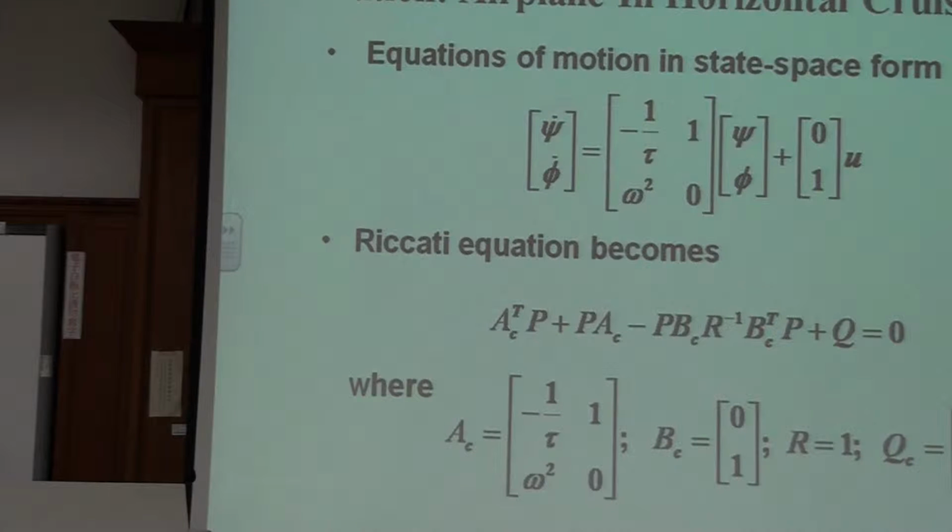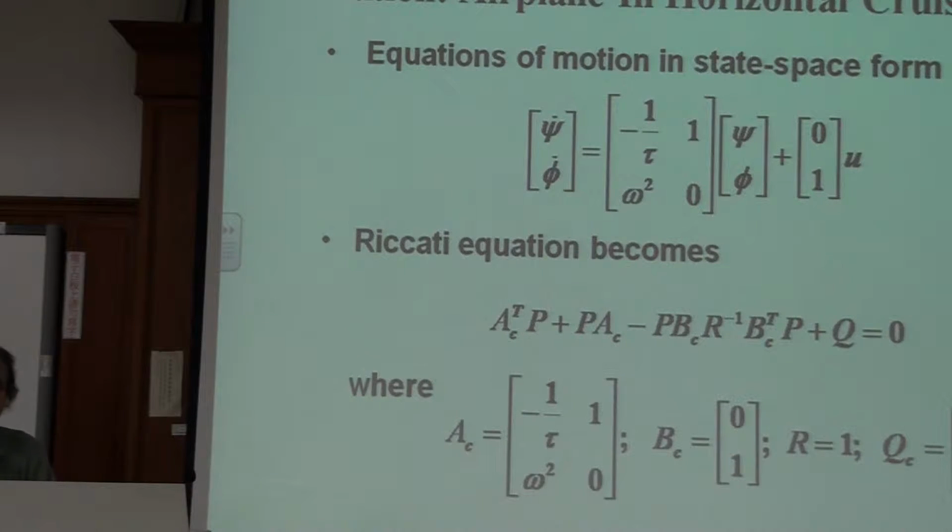Equal to 1, 0, 0, 1, right? If you look at the index defined there, you can see that Q_C equal to 1, 0, or 0, 1. So R equal to 1. And A_C is this. Okay? Any questions?